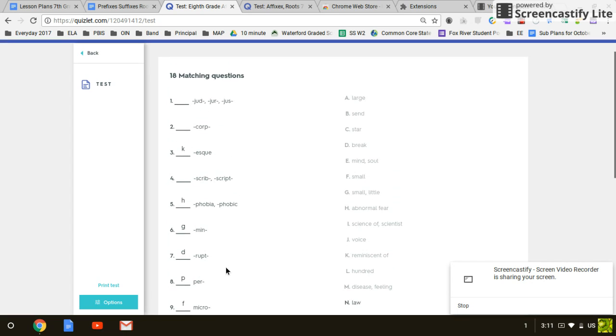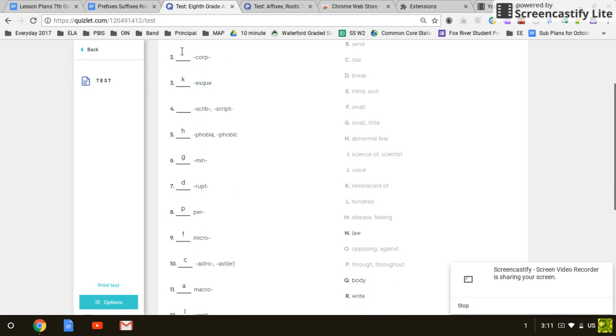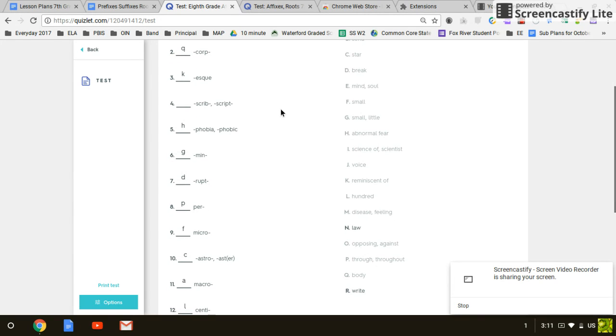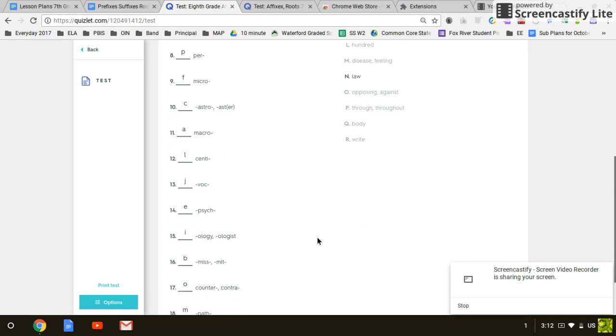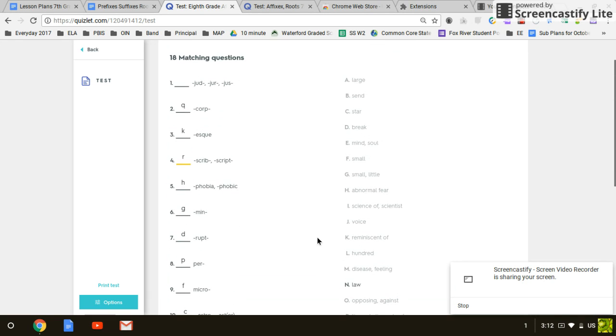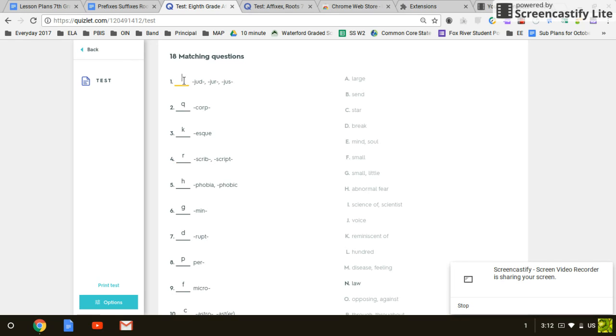Next, we have body. Body is corp. I remember of actual corpse. It's kind of morbid, but it reminds me of corp. Scrib, I write with a pencil. I scribble sometimes. Sometimes I'll write a script to a movie, and so that's all right. And last but not least is law. That's jur. Where did it go? That's all the way up over there. That's an N. Jur, judge, jury.